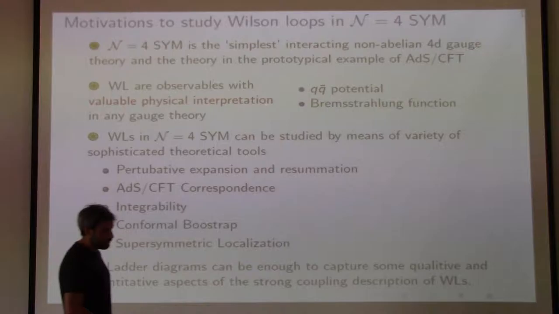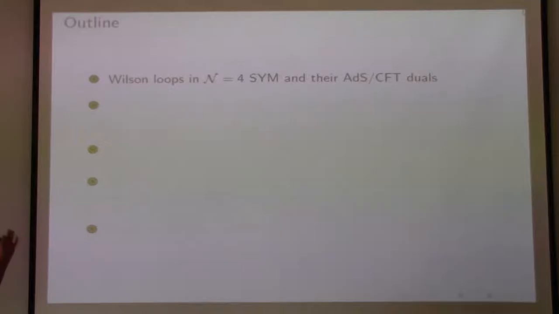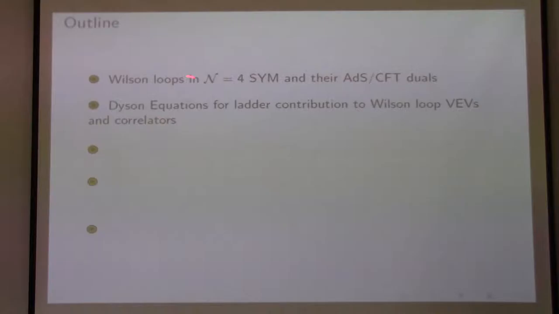So, the outline of the talk is: I will review the definition of Wilson loops, what kind of Wilson loops in N=4 super Yang-Mills we are considering, and how to account for expectation values of Wilson loops in the AdS/CFT dual picture. And then I will jump onto this resummation of the ladders, and I will try to sketch how it is that you describe this resummation of ladders with Bethe-Salpeter type integral equations.